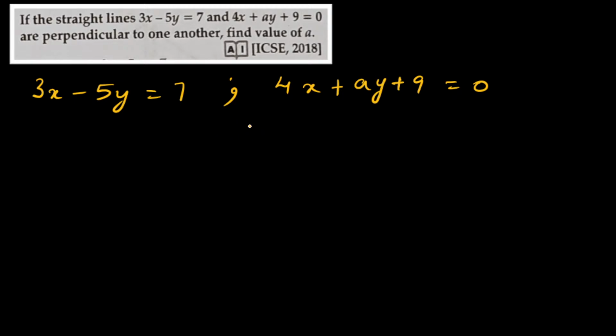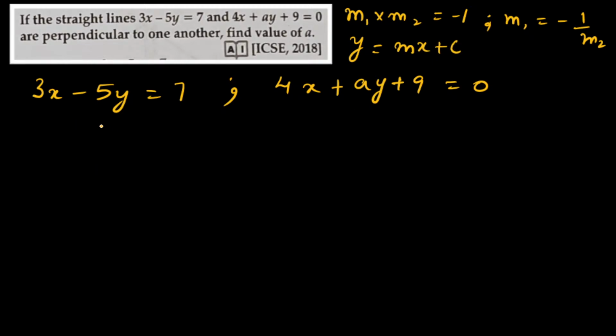When the lines are perpendicular, one thing should be in your mind: their slopes are negative reciprocals of each other. That is, m1 into m2 is equal to minus 1, or m1 is equal to minus 1 by m2. So first of all, let's convert the equation into slope intercept form, y is equal to mx plus c, and find the slope of the first equation.